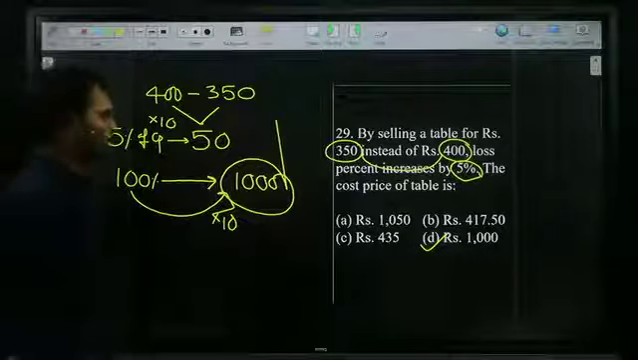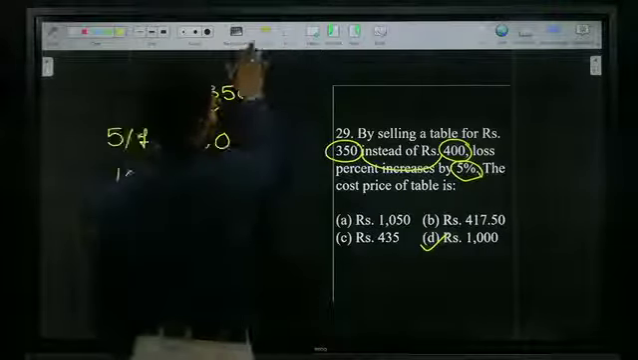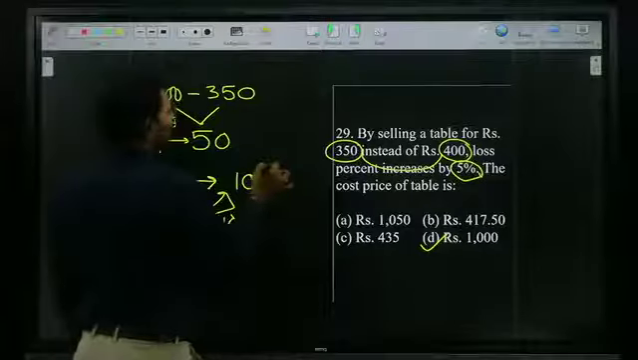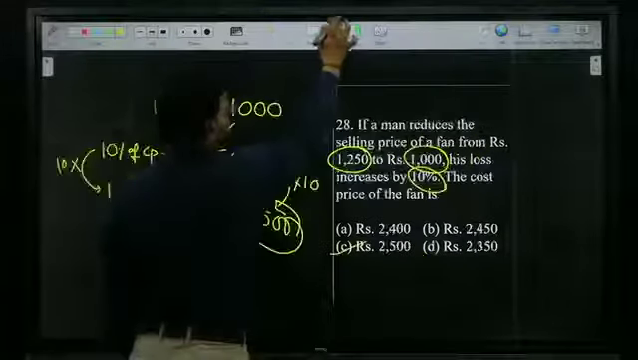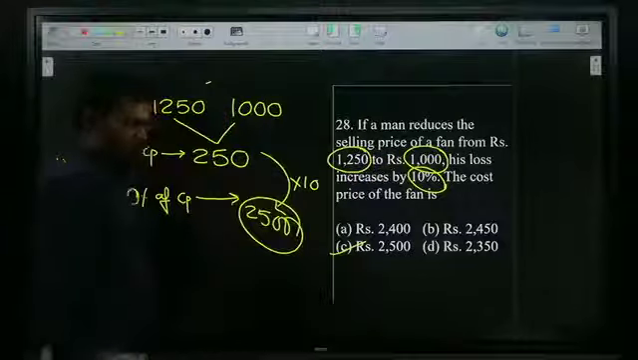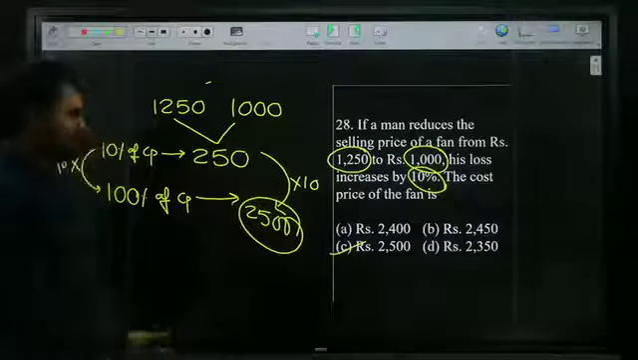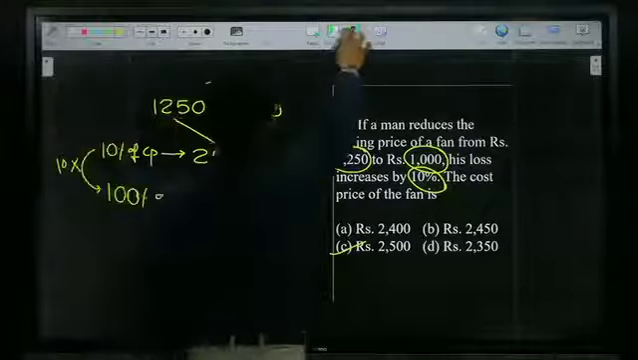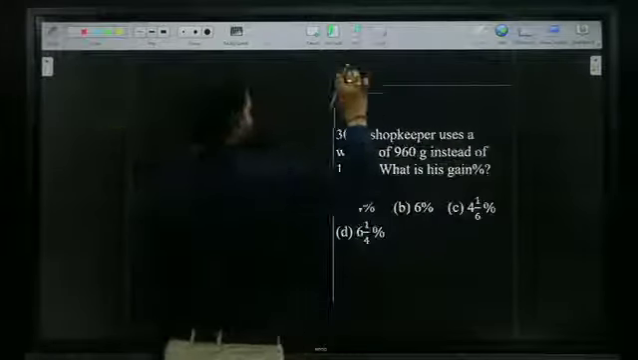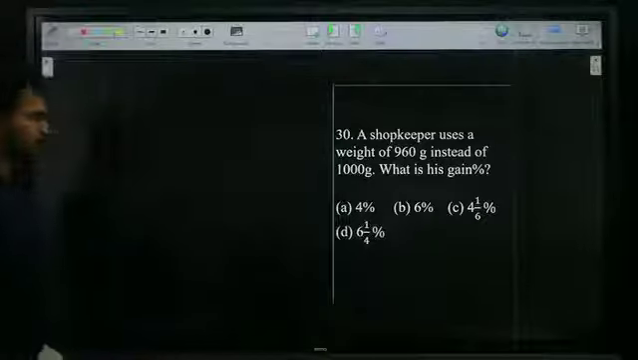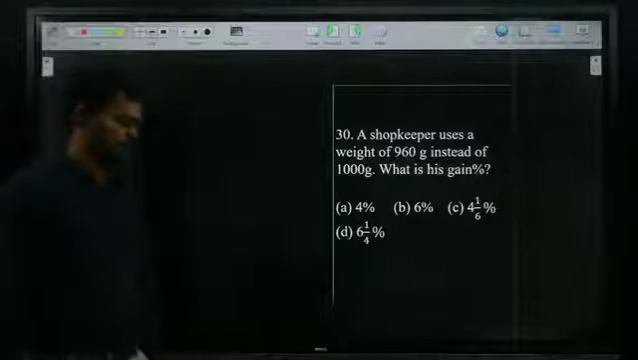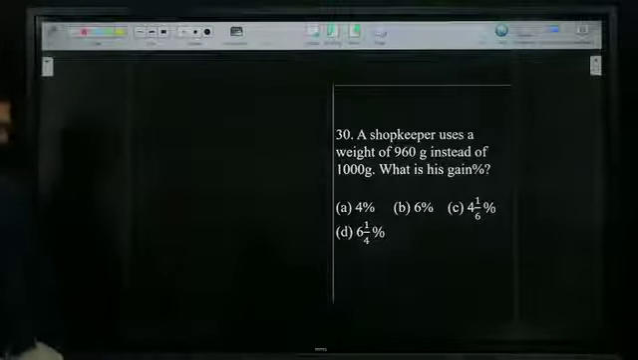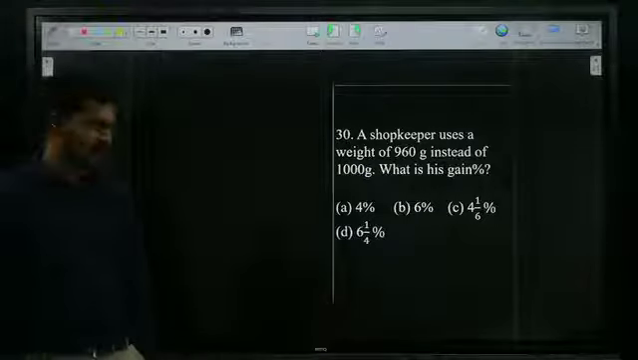Question number 28, Varan. Completed 28? 28 already completed. Go for the next question, the 30th question. Read the 30th question, all of you.